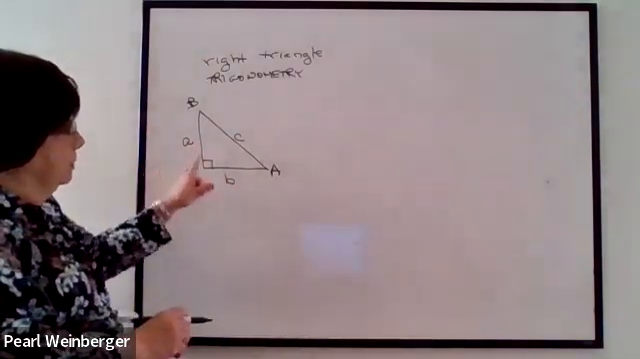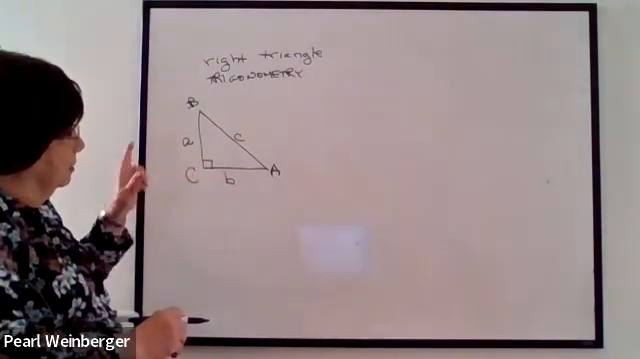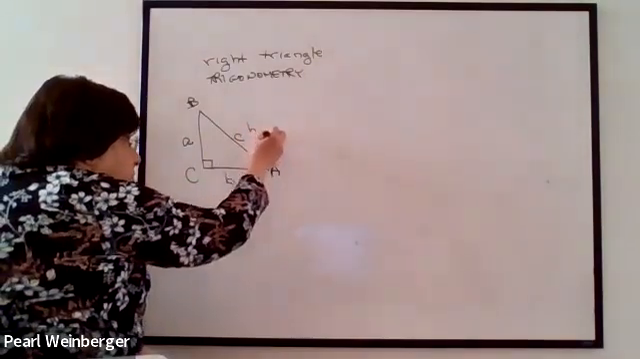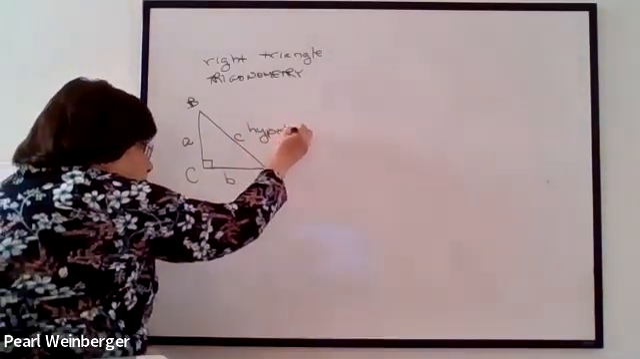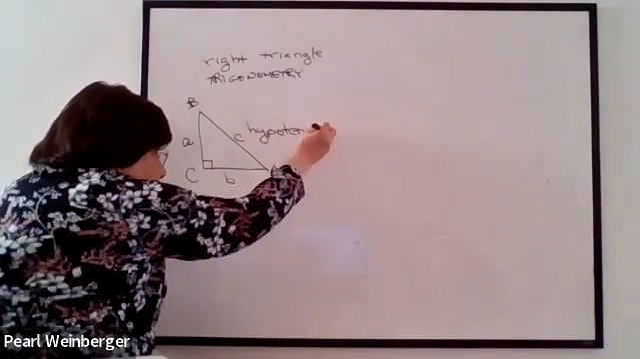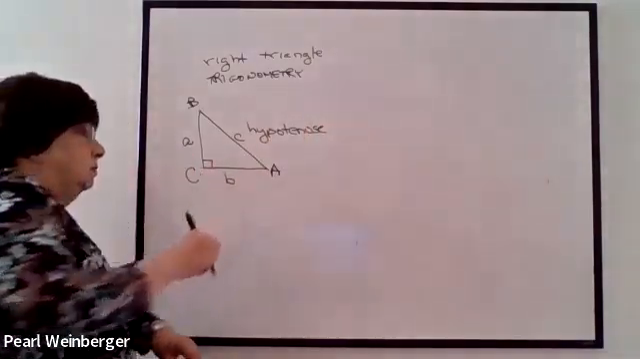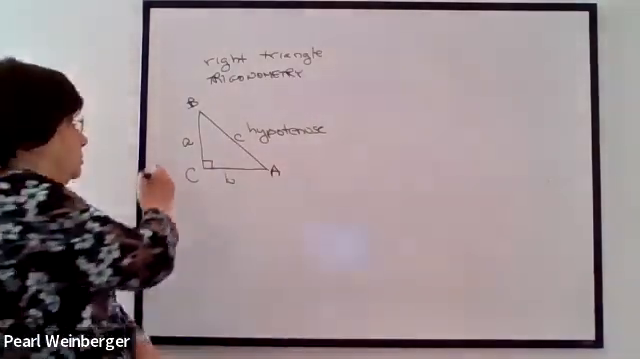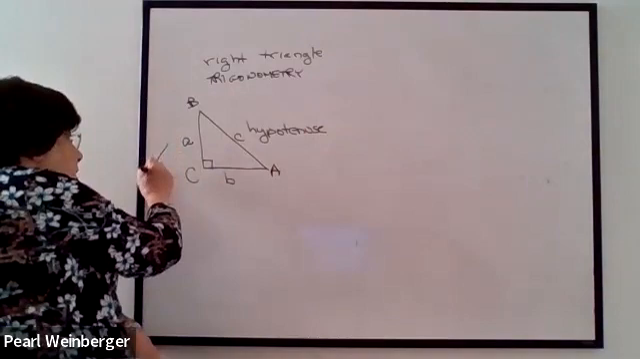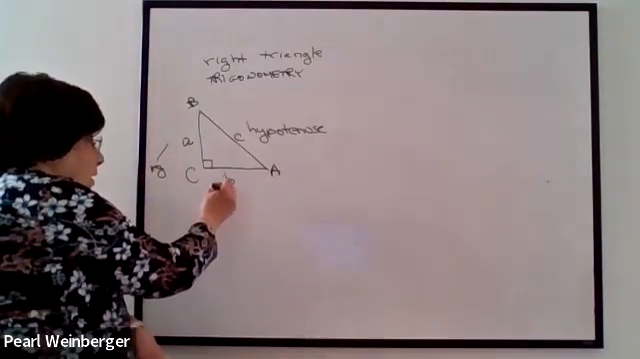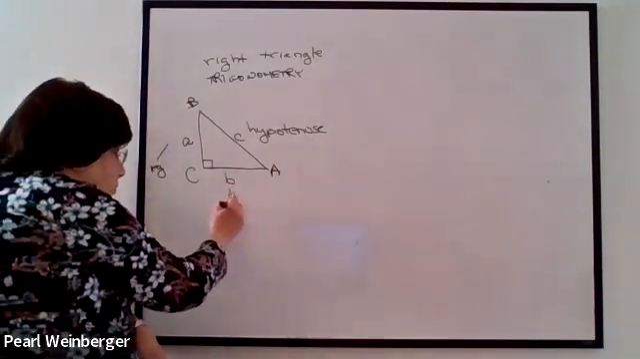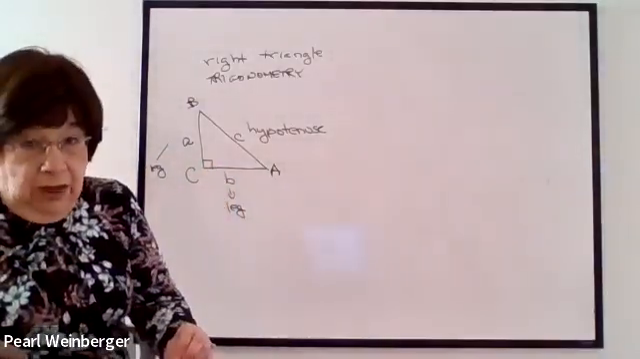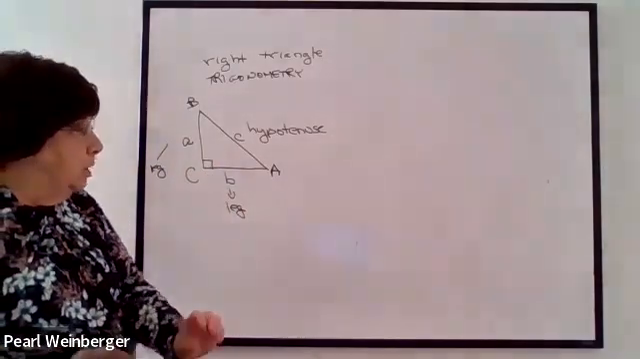We give a specific name to the side that's across from the right angle. It's called the hypotenuse of the right triangle. The other two sides, the ones that are not the hypotenuse, there are two others, are called the legs. So this is one leg, and this is one leg. So in every right triangle, we're going to have two legs and one hypotenuse.